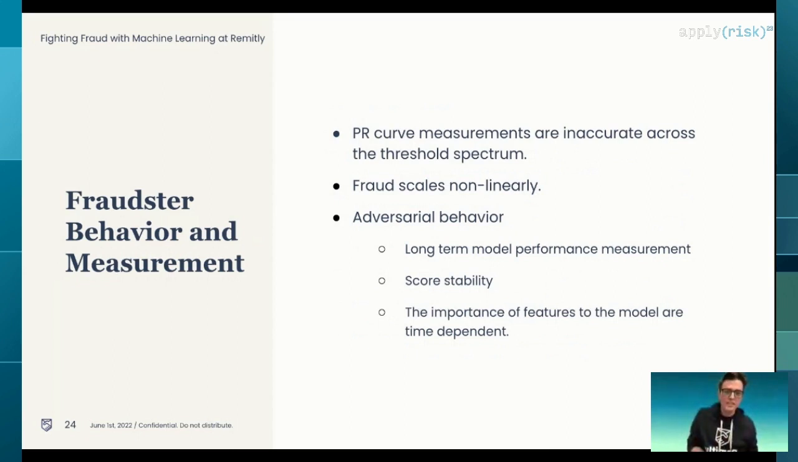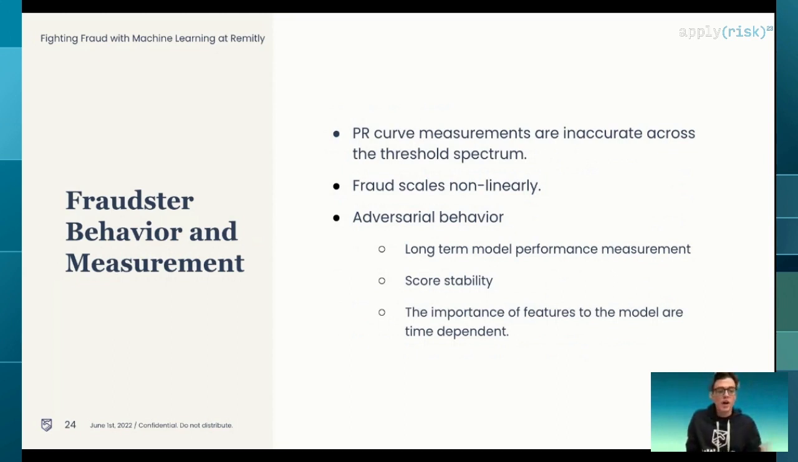And the final area is the time-based dependence of feature value for the model. So going back to fraudster efficiency, let's think about an example where a feature is very expensive to compute and is causing headaches for our partner teams to maintain. They want us to turn off the feature. Can we actually do that?